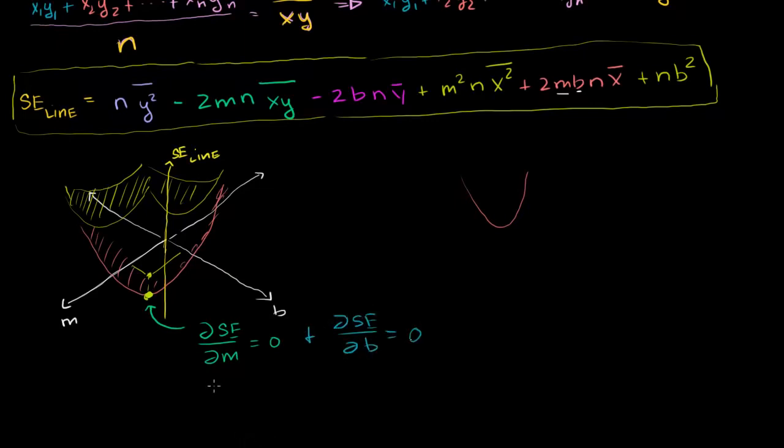So all we're going to do in the next video is take the partial derivative of this expression with respect to m, set that equal to 0, and the partial derivative of this with respect to b, set that equal to 0, and then we're ready to solve for the particular m and b.